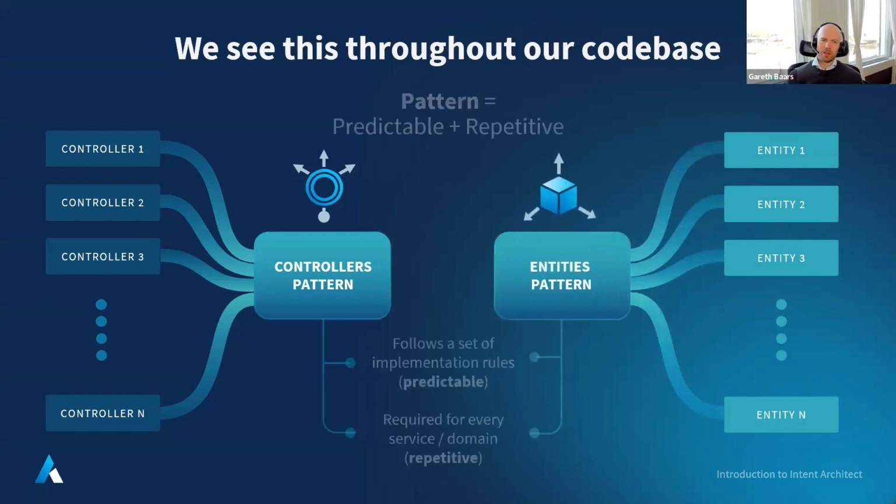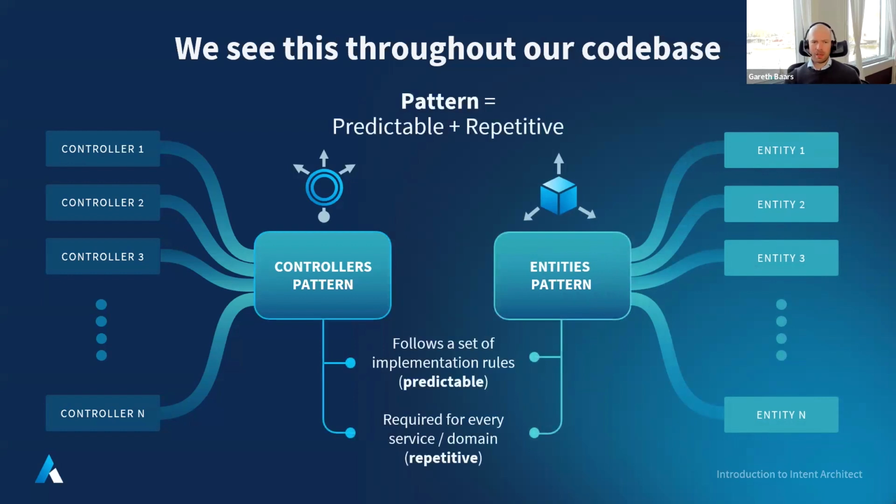And what these have in common is that they both follow a set of implementation rules, and this is what makes them predictable. And they're required for every service or domain object in the case of the controllers and the entities, respectively. And that's what makes them repetitive. And so a pattern can rarely be defined in the coding space as anything that is predictable and repetitive.